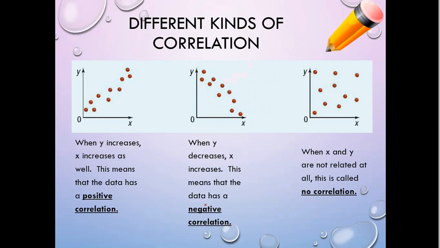So, different kinds of correlation. When y increases and x increases as well, this means your data has a positive correlation. Notice if I draw a line in here, it's going to mostly go up, right? So that's a positive correlation because it has a positive slope. When y decreases and x increases, that means that the data has a negative correlation. So basically it looks like they're going downwards. When x and y are not related at all, that is called no correlation present.